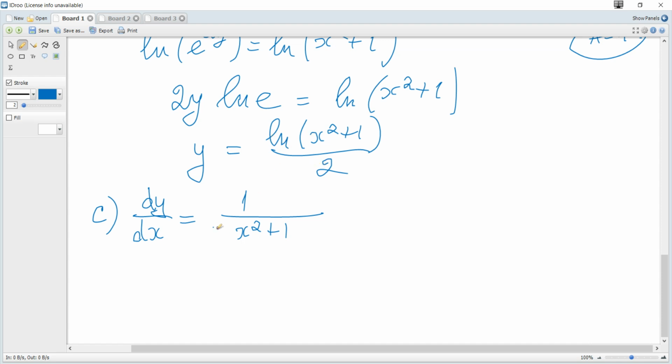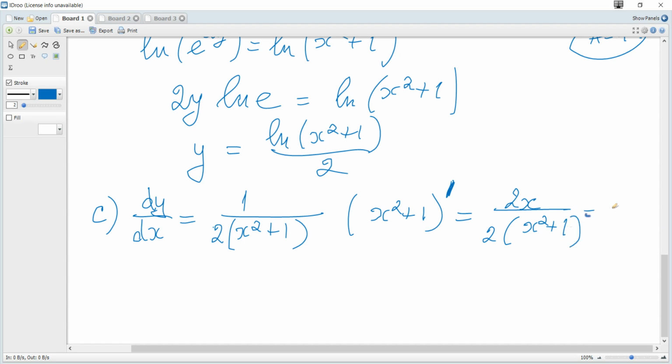This 2 is just a constant. A constant times a function is the constant multiplied by the derivative. The derivative of ln is 1 over x, here with x squared plus 1 instead of x, but since it's a more complicated argument, we should multiply by this argument's derivative. This argument's derivative is 2x, so it becomes 2x over 2 times x squared plus 1, and it's x over x squared plus 1.